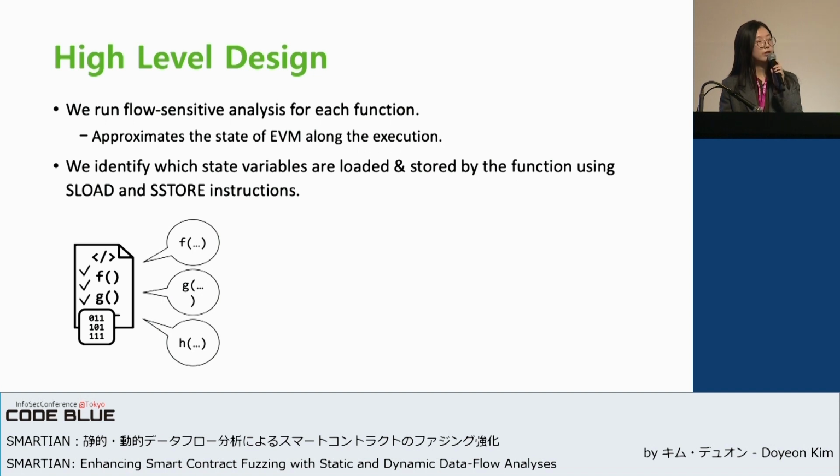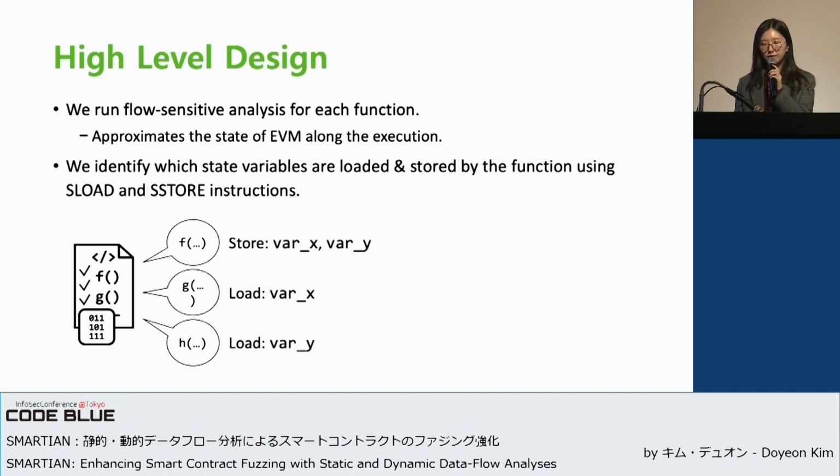So that was the low-level sketch of our static analysis, and now let's summarize our static analysis at a high level. For each function, we run a flow-sensitive analysis and approximate the execution state of EVM at every program point. Based on this, we can identify which state variables are loaded and stored by the analyzed function using sload and sstore instructions.